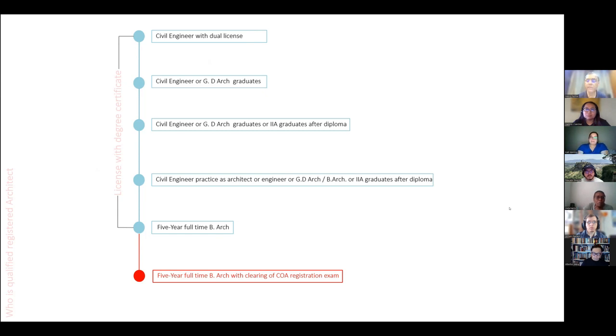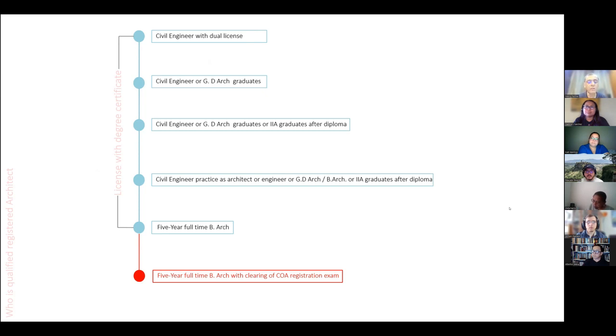But now the Council of Architecture is moving towards guidelines coming from the US and British context, that you appear for the Council of Architecture registration exam after 3 years of experience with BArch. It means there will be an exam that you need to clear in order to use the title architect. This is going to happen very soon, and it will be regulated by the Council of Architecture, and they will have various centers across India conducting these exams on their behalf.